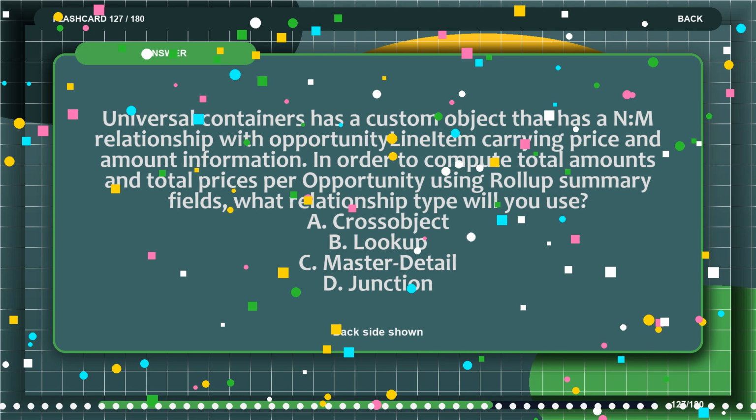The answer is: Universal Containers has a custom object that has an N:M relationship with opportunity, carrying price and amount information. In order to compute total amounts and total prices per opportunity using roll-up summary fields, what relationship type will you use? A. Pro Subject. B. Lookup. C. Master-detail. D. Junction.